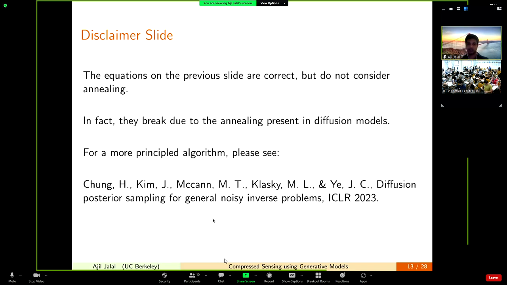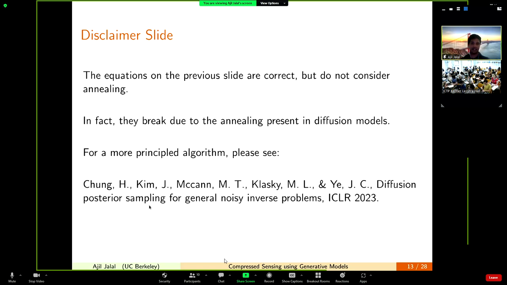And a more principled version of it appeared in ICLR 2023, by these authors. So it actually took roughly 2 or 3 years to figure out what is a principled way of using diffusion models, such that you account for the posterior sampling and also the annealing that happens while training diffusion models. But in my experiments, I simply introduced some hacks and hyperparameters that seemingly allow me to get things to work in practice. At least empirically, it seemed to work.